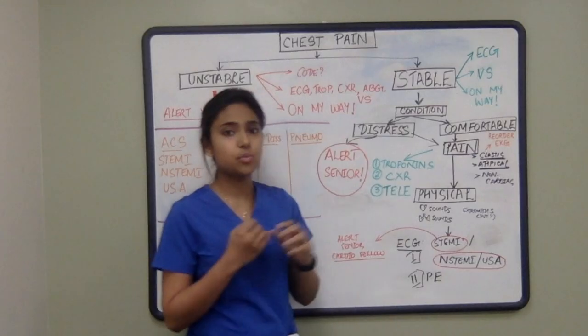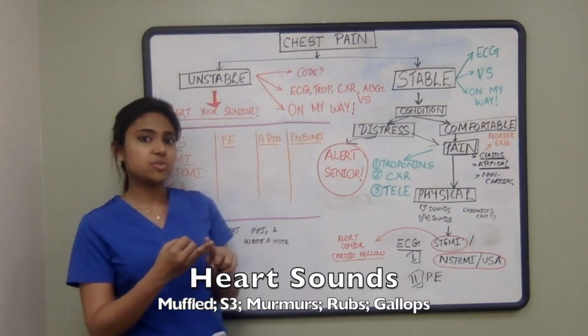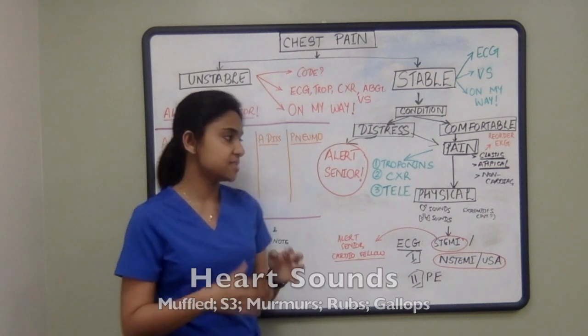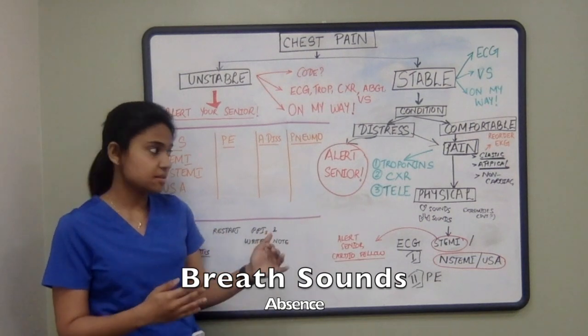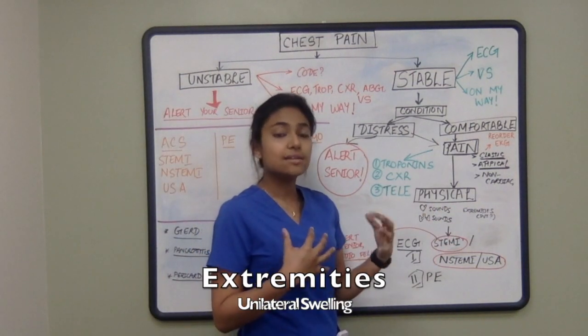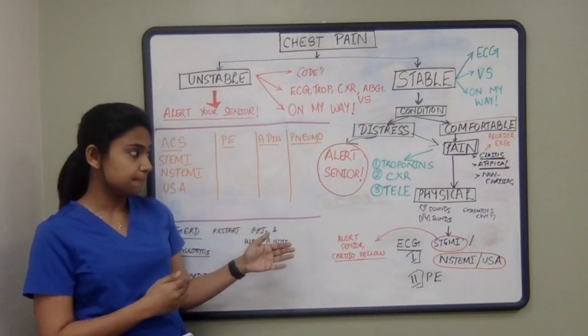For the heart sounds, you want to look for: are the heart sounds muffled? Can you hear an extra S3? Do you hear any murmurs, rubs, or gallops? In breath sounds you want to check: are they absent? And in the extremities you're looking for whether they are enlarged. Are there any signs of DVT which could possibly cause a PE?